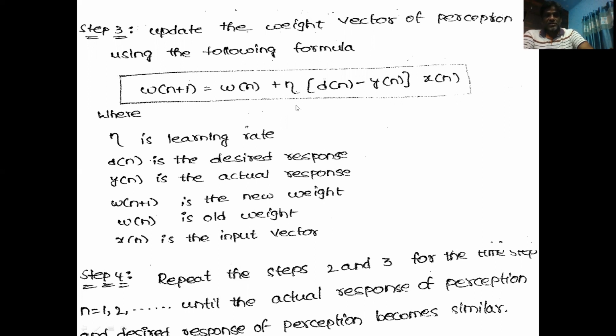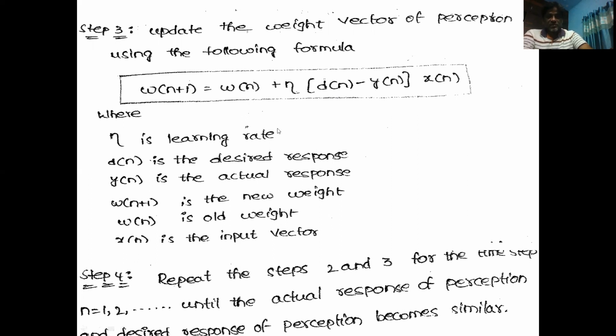What you need to understand here is if the desired response and the actual response are the same, then this d of n minus y of n is going to be 0. Therefore, this entire term becomes 0. Therefore, the new weight is the same as the old weight only. So the weights will be updated only if there is a difference between desired response and actual response. Otherwise, weights will not be updated. Okay, so remember that point. It will be helpful while solving the example problem.